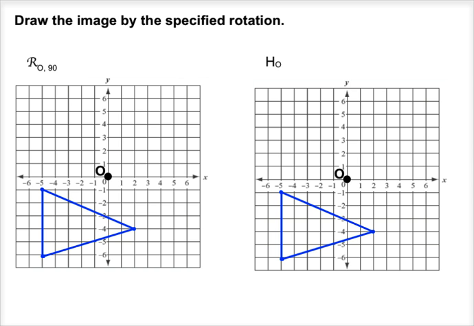Draw the image by the specified rotation. So over here I have to rotate about 90 degrees. So I'm thinking, for the most part, this whole shape here is going to rotate this way 90 degrees. So just in my mind, I'm getting an idea that I'm probably going to get a triangle that looks something like this over here. So now to figure out, how do I actually get to that spot? To me, the easiest way to do it is go each vertex off of the triangle.